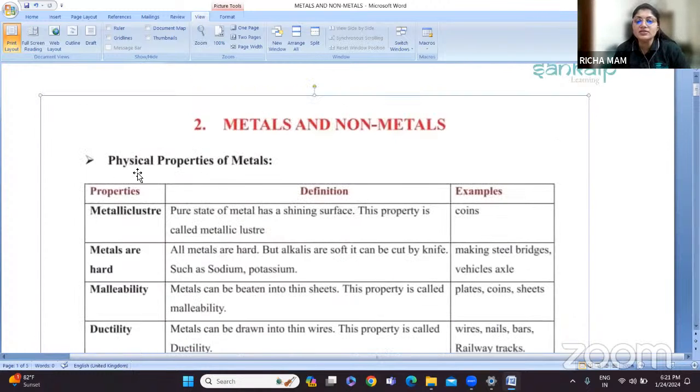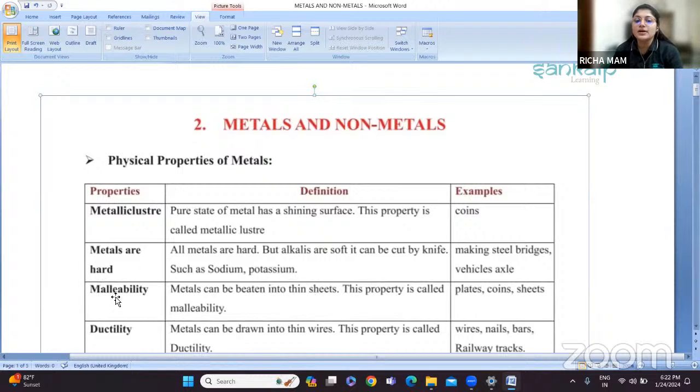Now we have seen the physical properties of metals. Now, what are the physical properties of non-metals? As we know, metals have a shiny surface, but non-metals do not have a shiny surface, so they are non-lustrous. Metals are hard, while non-metals are not hard; they are soft in nature.